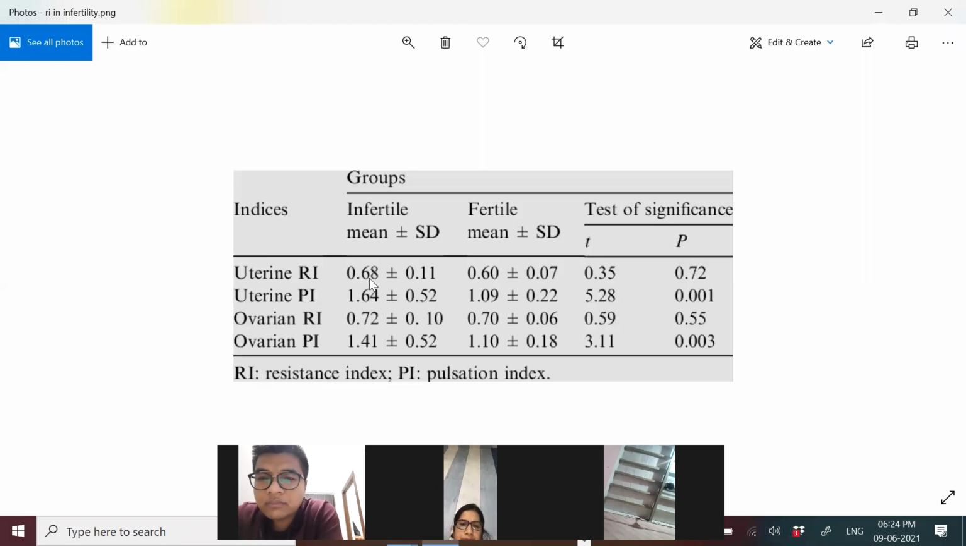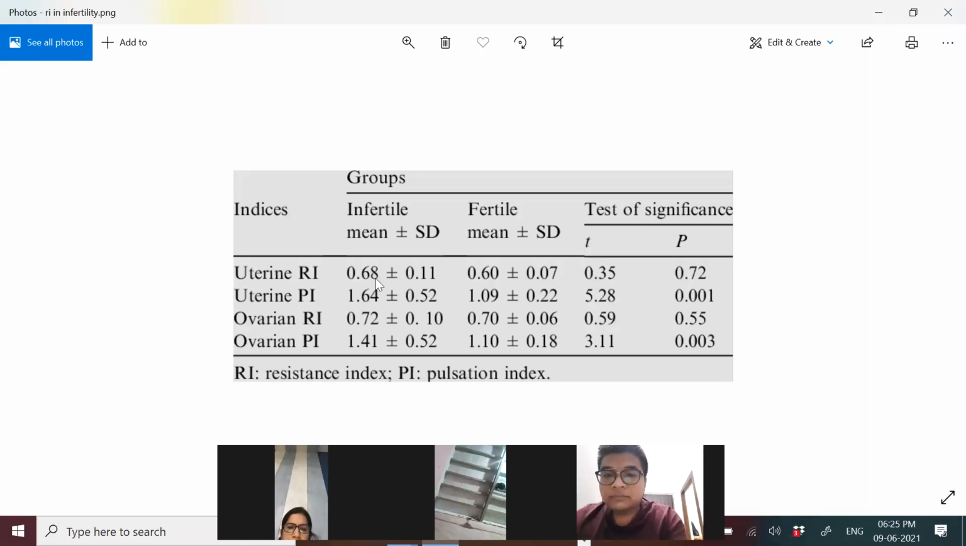If your patient is giving you 7, does it mean that this low diastolic flow, or in other words, this high resistive index, can be the possible cause of her infertility? Am I right or wrong? Yes, sir. So now coming to the question. What was the question? Role of the uterine artery in infertility.